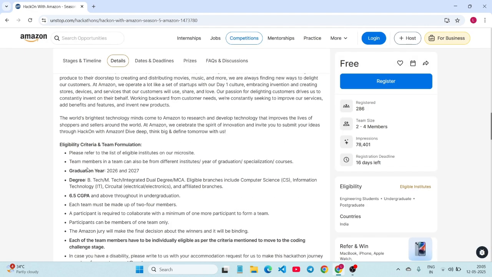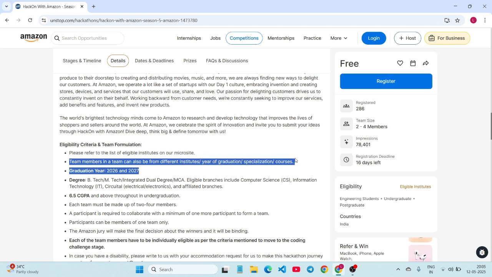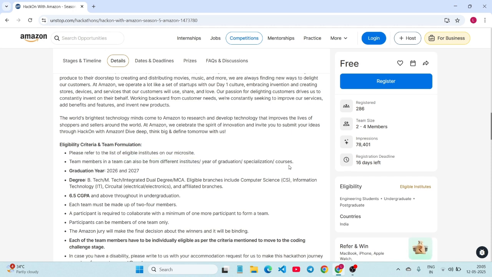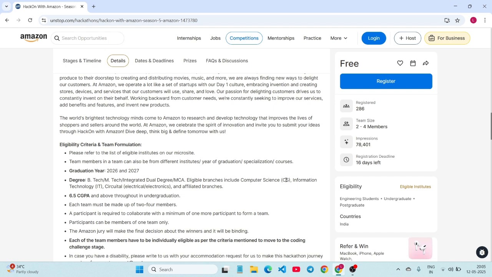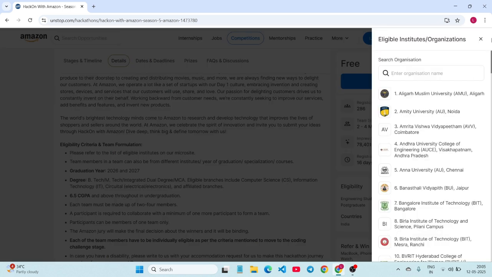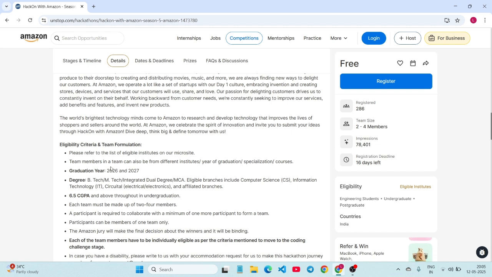The team members can also be from different institutes, years of graduation, specializations, or different courses. It is mandatory that the team leader is from a listed institute, while team members can be from different institutes or universities, from the final year or the first year, and from different specializations and branches. But the team leader has to be from these eligible institutes only.